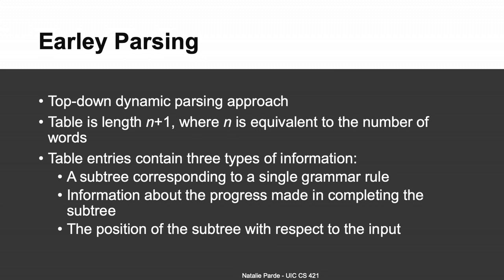Earley parsing is another dynamic programming approach to constituency parsing. Unlike CKY, which is a bottom-up approach, Earley parsing is a top-down approach. It's more efficient than CKY because it allows you to fill a table in a single sweep rather than looping back around at the same level like we needed to do with CKY to check to see if any more constituents were matched. The entries in an Earley parsing table can contain three types of information: a subtree that corresponds to a single production rule, information about how much progress has been made in completing that subtree, and the position of that subtree with respect to the entire input sentence.